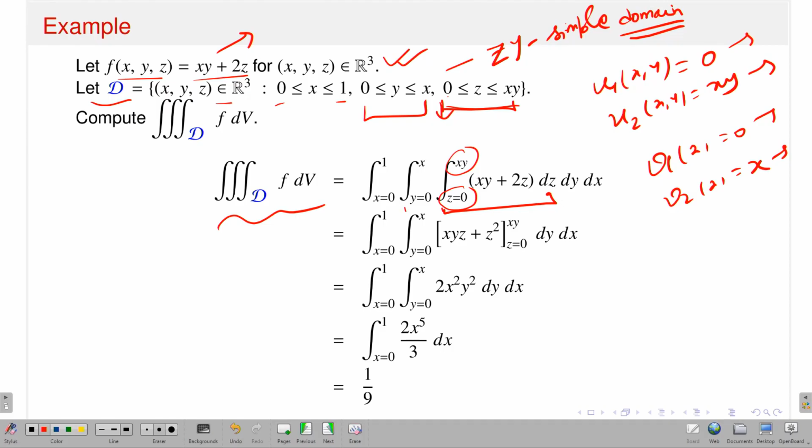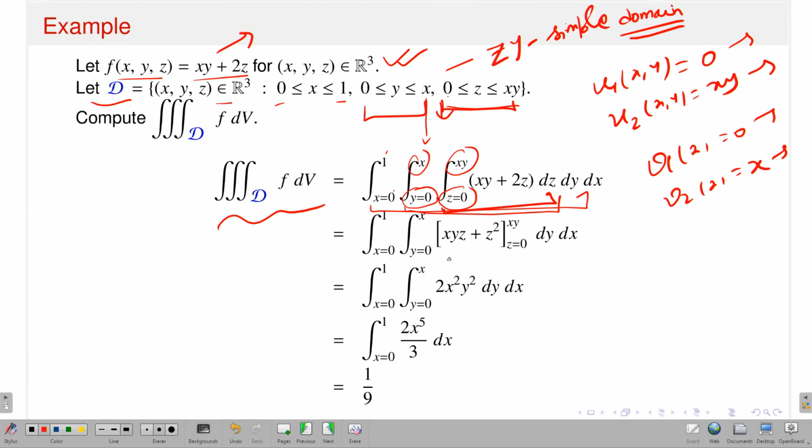Then perform the integration with respect to the y variable, with lower limit y equal to 0 and upper limit x, and at the end you do the x integral, where x varies from 0 to 1. And just do that. The function is very nice if you perform it.